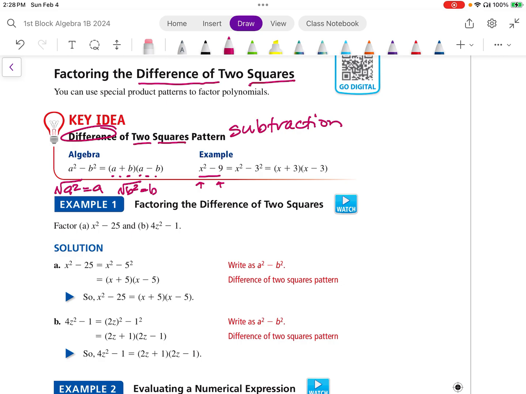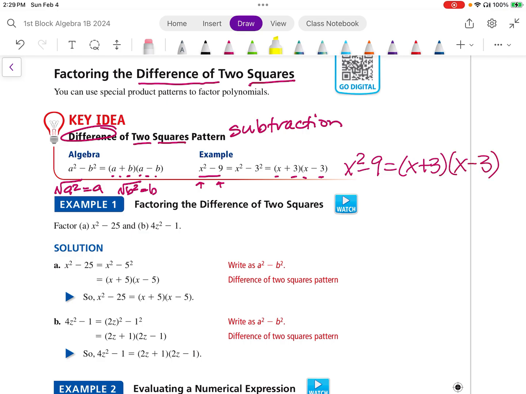And we factor it into the square root of the first term, x, the square root of the second term, 3, one plus, one minus. So x squared minus 9 equals x plus 3 times x minus 3.